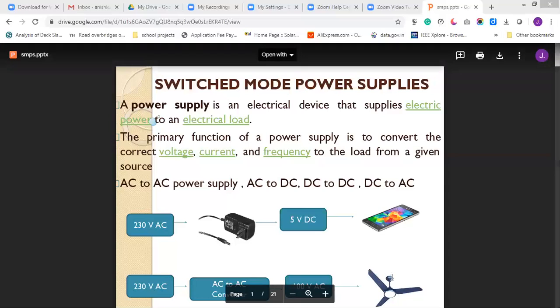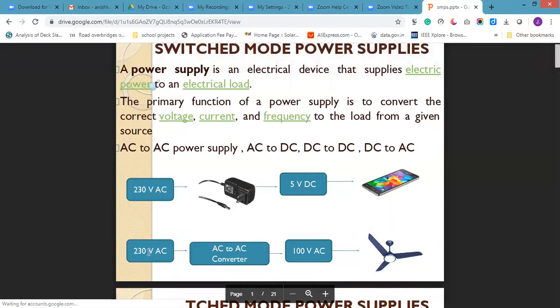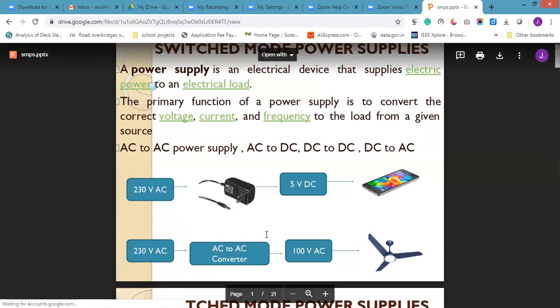So this is the second type of power supply. I am having one fan here. This is called as load. This fan requires 100 volt AC. But here in our house, the input voltage is 230. So I want to use AC to AC power supply. What type of power supply? AC to AC power supply. This will convert 230 volt AC into 100 volt AC. This is given to a fan.